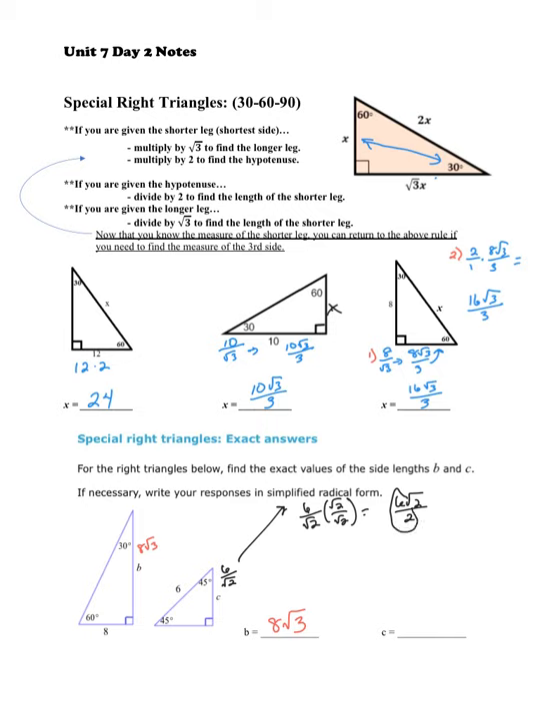I can factor out a 2. There's a 2 is a common factor between those. And that becomes 3 square root of 2 over 1. So C is 3 times the square root of 2. Not really that bad. If you go through the steps and follow the guidelines we have for special right triangles, you're not going to have a problem at all.